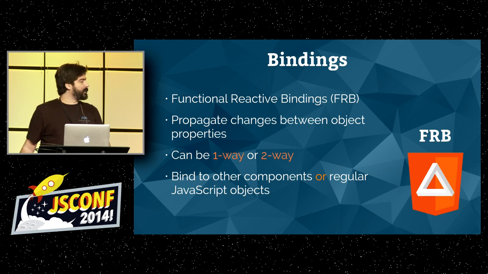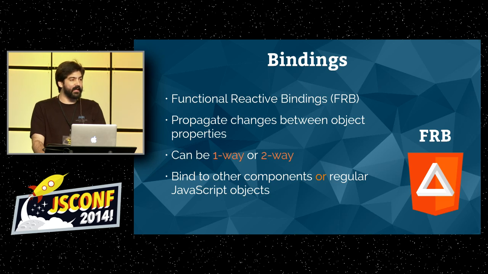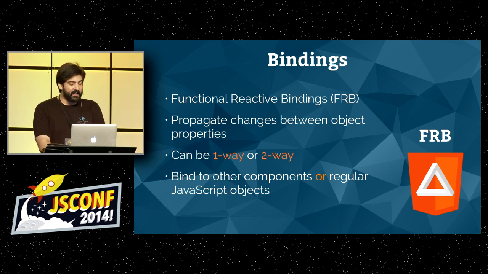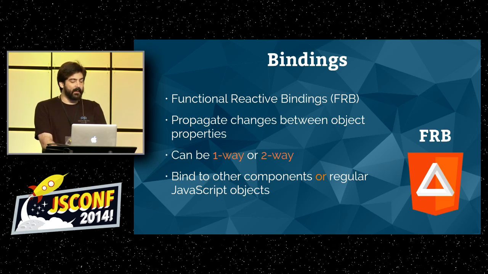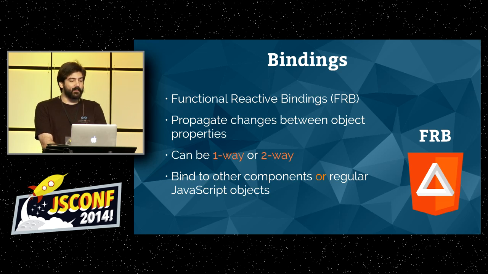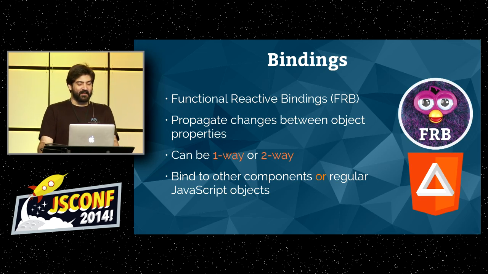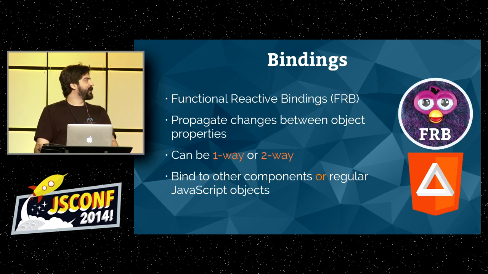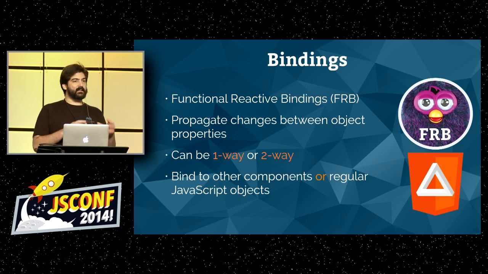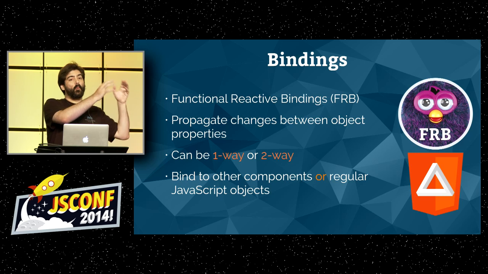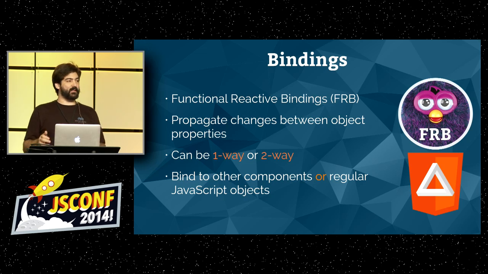So now I'm going to talk a little bit about data binding. We have a fairly sophisticated binding system, our functional reactive bindings, abbreviated FRB. It's created by my friend and coworker, Chris Kowal. Some of you may know him for his work on the Q library. He tells me that I'm not allowed to pronounce FRB as Furby, so of course I have to. What FRB does is it propagates changes between object properties. So when you're creating your application, you're doing your data binding, you're connecting a property of one object to a property of another so that when one changes, that change propagates to the other. And that can be done in one direction or two directions.